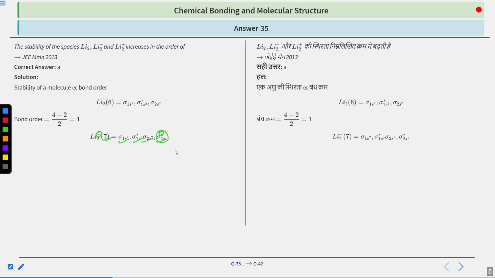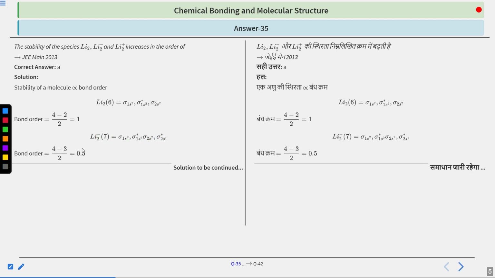What will be the number of anti-bonding electrons? 2 here and 1, that is a total of 3. And the number of bonding electrons is still the same, 2 plus 2, 4. So (4 minus 3) by 2 will give you 0.5. You can see very clearly that Li2 has a bond order of 1 and Li2 minus has a bond order of 0.5, so it has decreased. Now moving on to the next molecule.